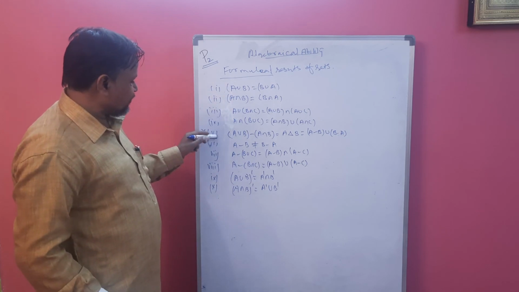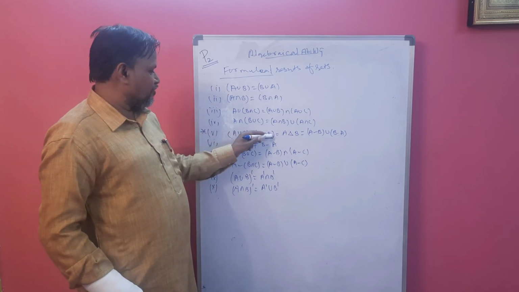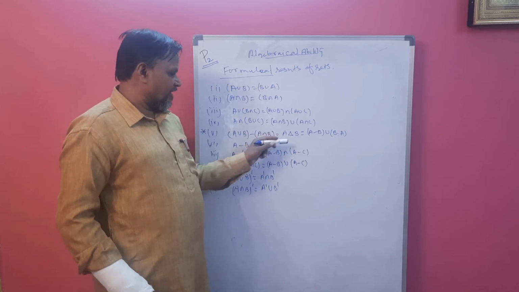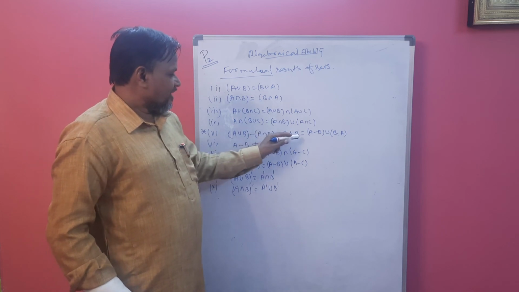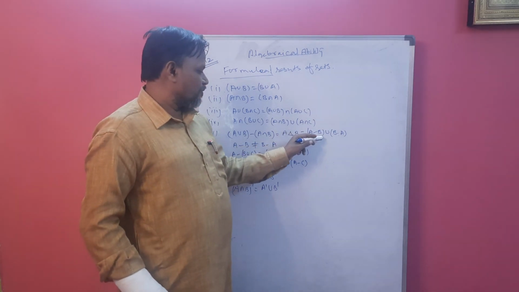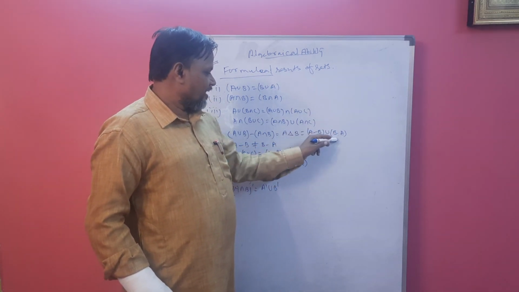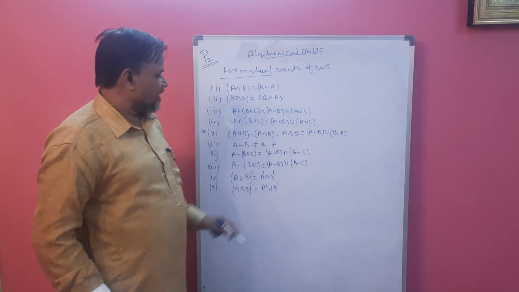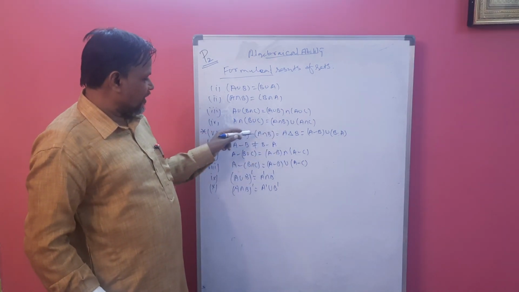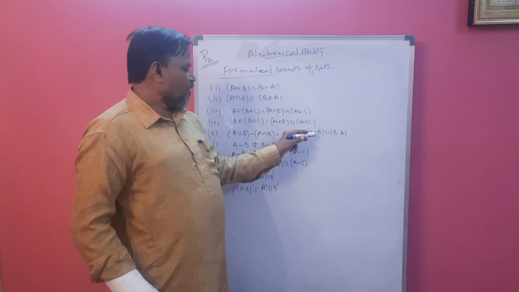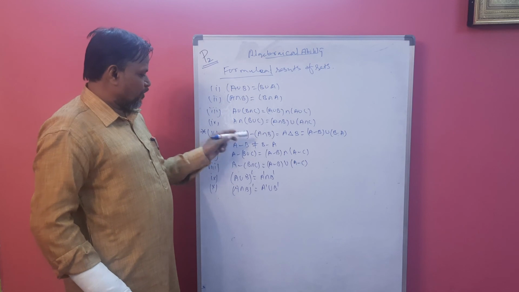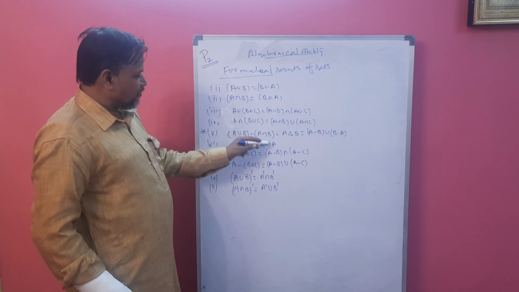Now a very important one is the fifth one: A union B minus A intersection B is called A delta B. A triangle B, delta or triangle, we can read it. And this is similar to A minus B union B minus A. Take the differences A minus B and B minus A. If you take the union of these two sets, you will get A delta B. A delta B is represented with union, intersection, or difference of two sets with union. So it is a very important property. Now A minus B is not equal to B minus A.